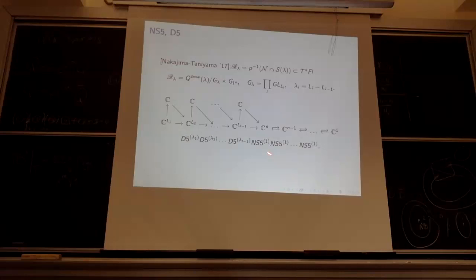So that's the picture. We have D5 branes, and lambda is a difference of L's, and that's the picture when you have the defects, D5, then NS5, and charge 1. So this side is like the whole picture.